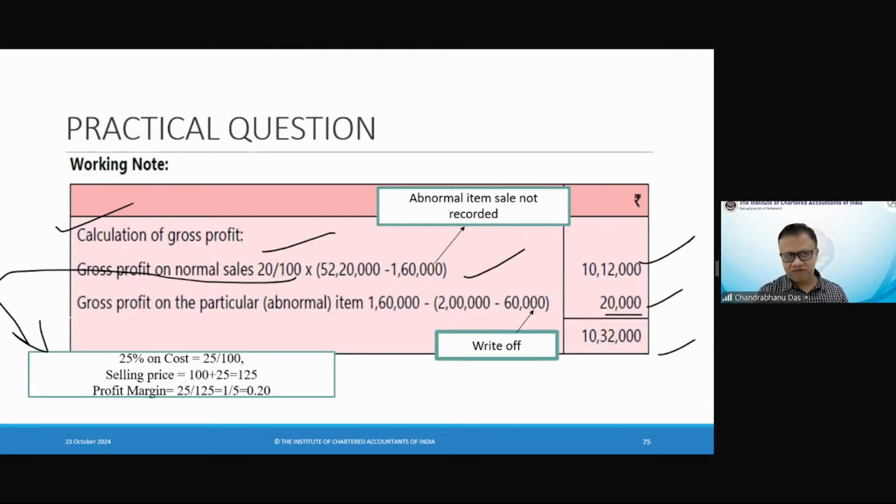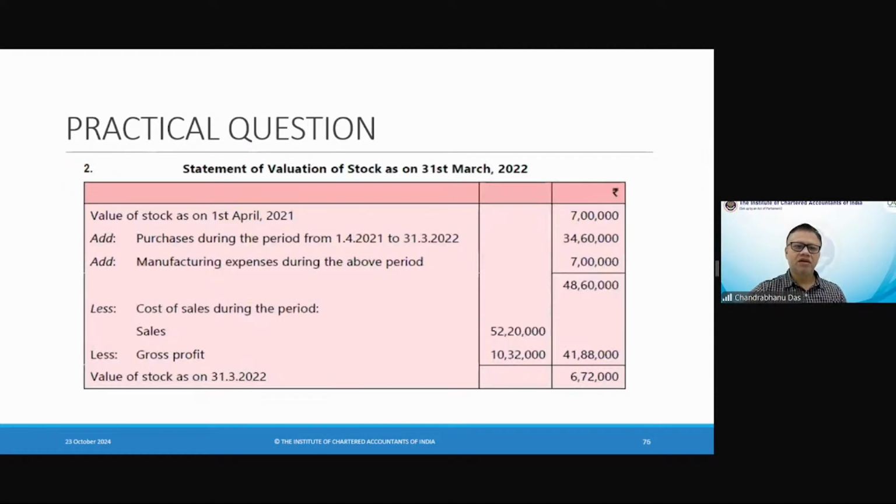So in such type of problems, if an abnormal item is given, immediately in the first instance, calculate the gross profit, taking normal and abnormal items separately. Once you get the gross profit, you can start valuing inventory, because now you can calculate the cost of sales. So you prepare a statement of valuation of stock as of 31st March.